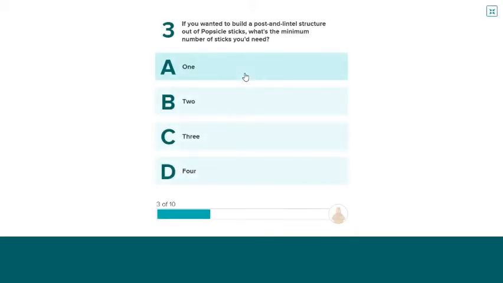And number 3. If you wanted to build a post and lintel structure out of popsicle sticks, what's the minimum number of sticks you need? Well, not 1. 2 doesn't make sense either. Well, if we have a 3 popsicle stick structure, the 2 posts are holding up the lintel on the top, so I think 3 is our correct answer.